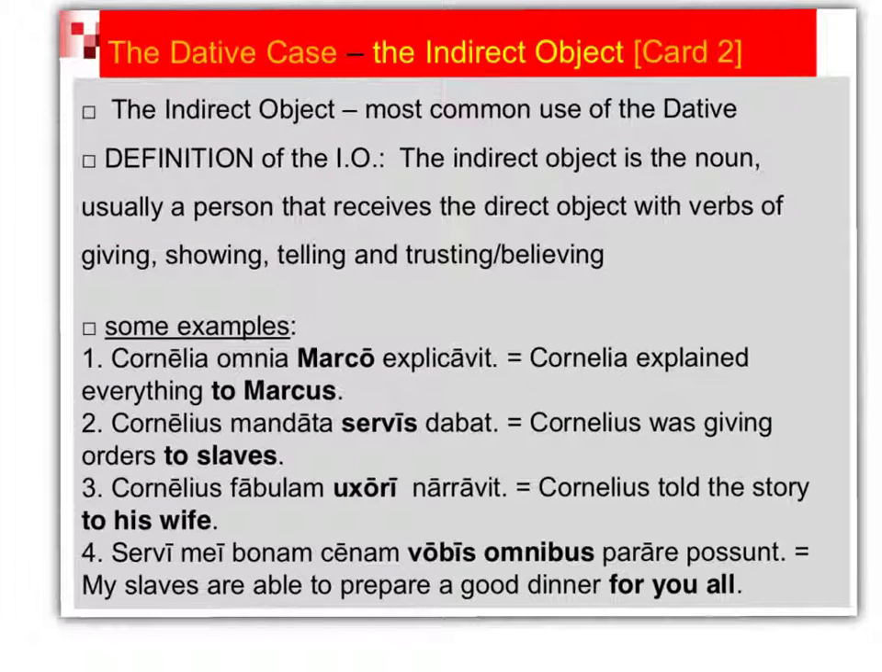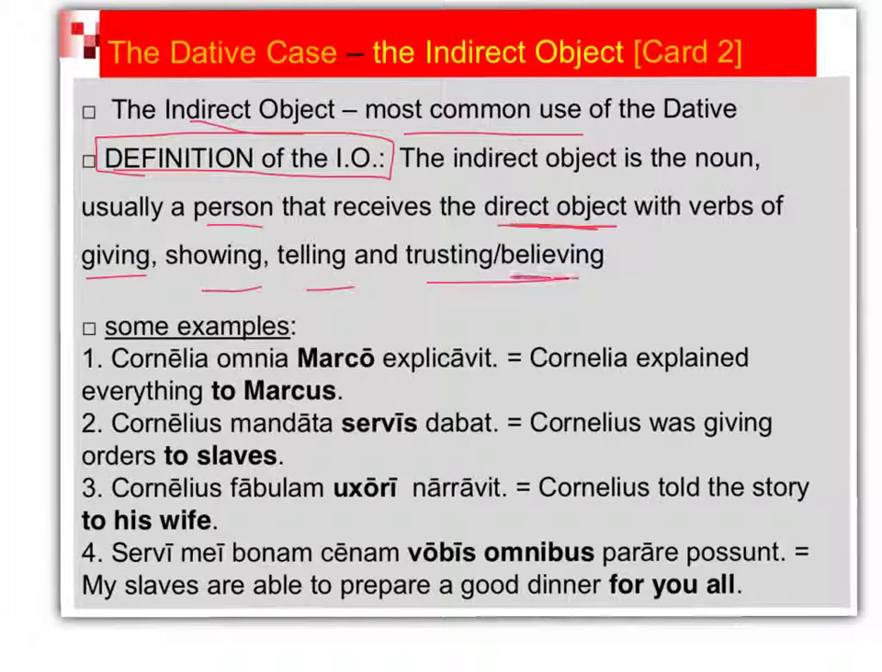So again, the indirect object is the most common use of the dative. And here's a good definition of the indirect object, which I want you to know for the quiz. It's the noun, usually a person, that receives the direct object with verbs of giving, showing, telling, and trusting/believing. So, for example, Cornelia omnia Marco explicavit. Cornelia explained everything, that's omnia, to Marcus. So Marcus is getting everything explained to him. He's receiving omnia. So Marcus is the indirect object with a verb of telling or showing here.